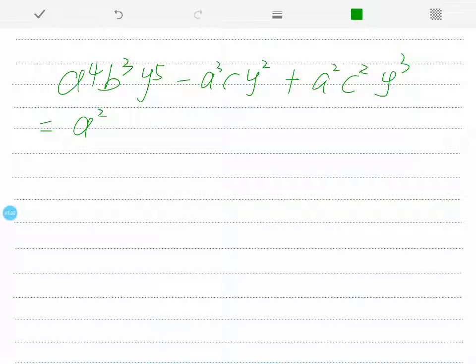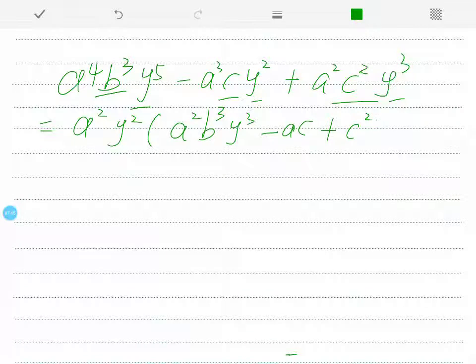No, b is not a common factor, it's only the first term that includes b. And c is not either, because only the last two terms include c. So we don't have to consider b or c. We have to consider y: y to the power 5, y to the power 2, y to the power 3. Then b, y to the power 2, which is the lowest, is the largest common factor here. The first term becomes a squared, b cubed, y cubed, then minus ac, then plus c squared y. So that's it. It's simple enough.